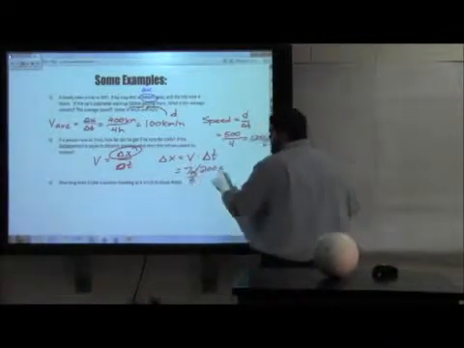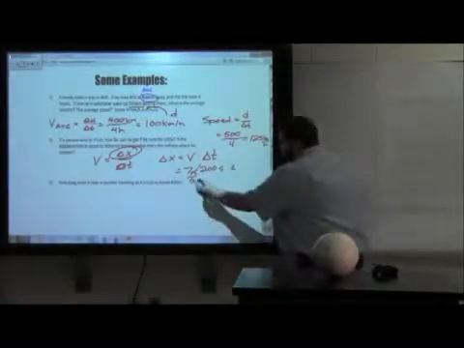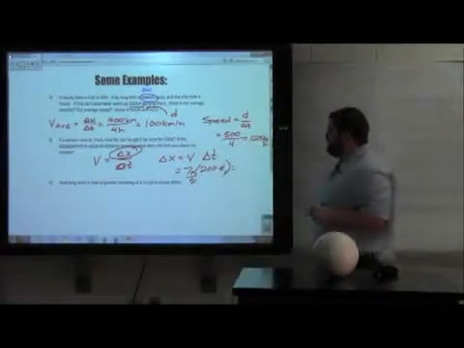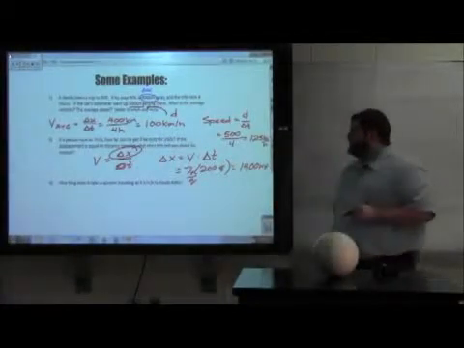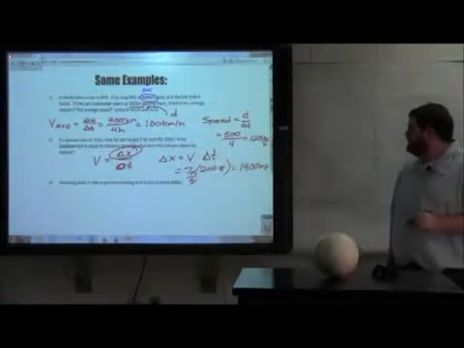Put the units here, and I want to show you how units kind of work. Notice my seconds will cancel. I'm left with the unit of meters only. 200 times 7 is 1,400 meters. So he travels 1,400 meters in that time.